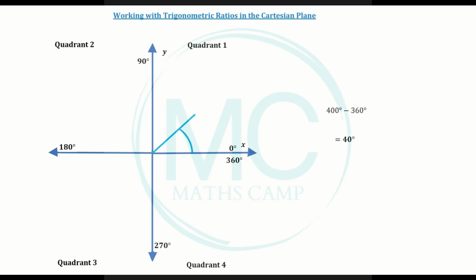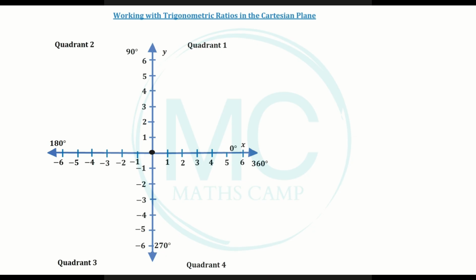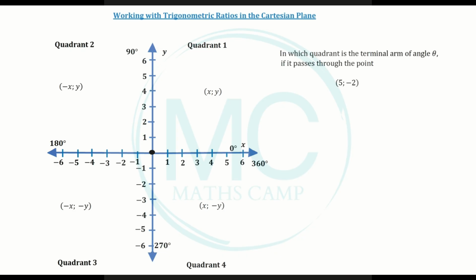Now that we have this information, let's look at how we work with trigonometric ratios in the different quadrants. Before we do this, let's quickly tidy up our page, put in our numbers and our x and y coordinates. Now we can look at some examples.